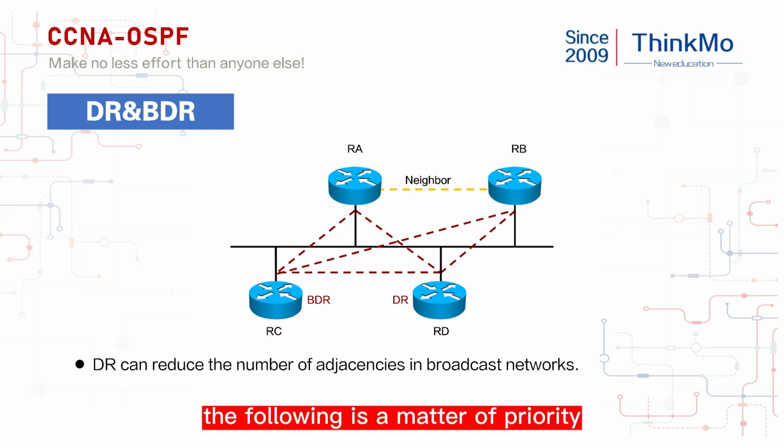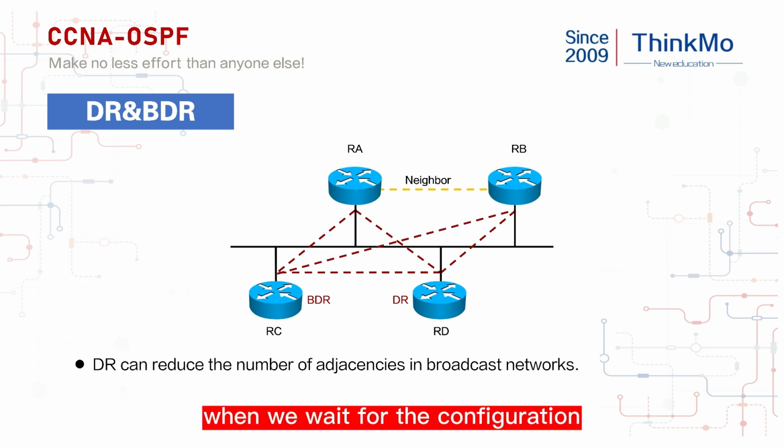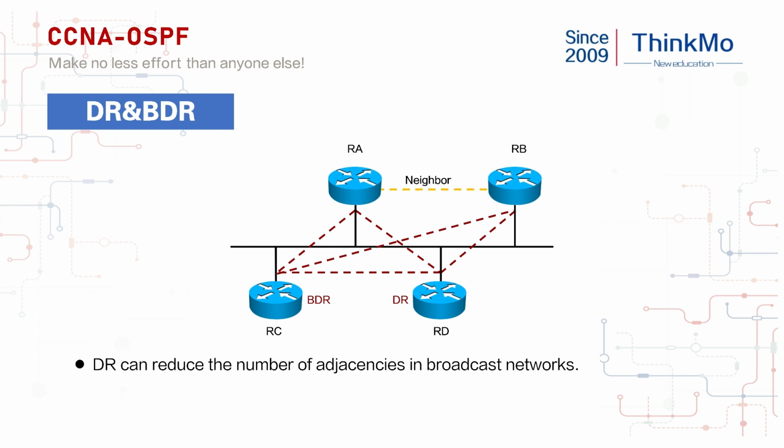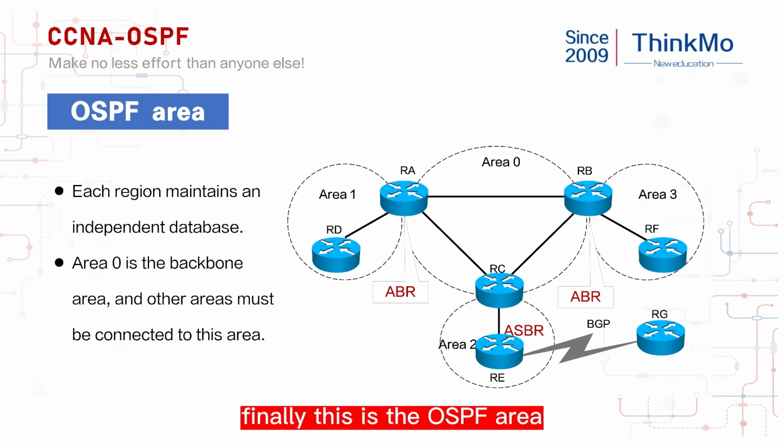The following is a matter of priority. You want it to be DR. Change it to 255. When we wait for the configuration, we will say, look down. Finally, this is the OSPF area.